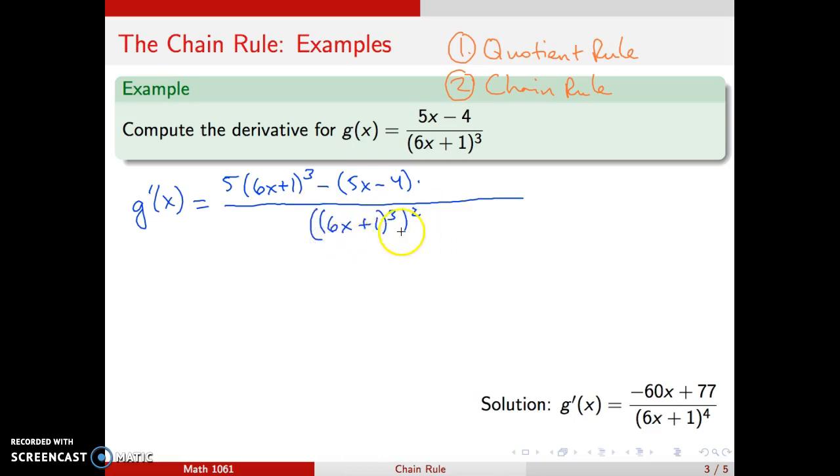Now the denominator is squared, so I went ahead and took care of that. For this part, this is going to be the derivative of that denominator function. So maybe just to emphasize that, we'll use green. But the 3 comes down, times 6x plus 1 quantity squared. So power rule on the outside times the derivative of the inside, which is 6.